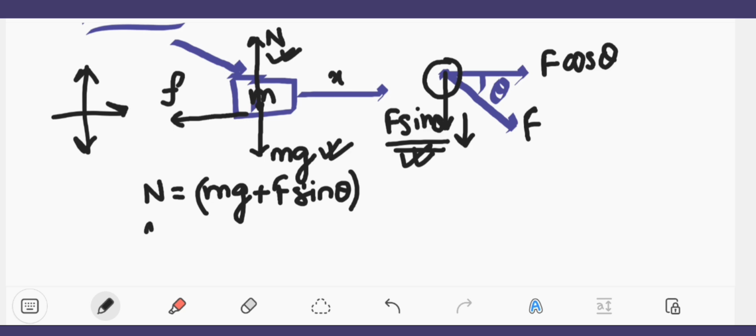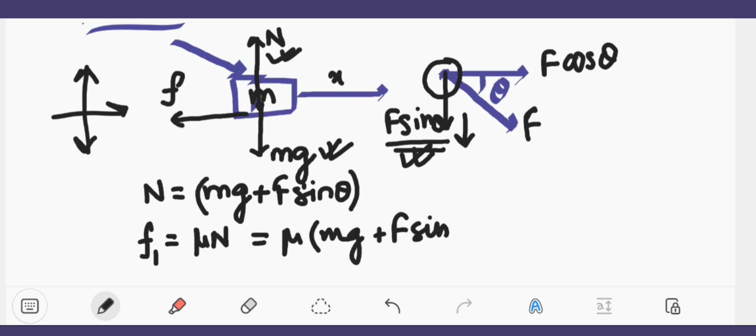Now, we know that frictional force is always equal to, let us consider this frictional force is F1, which equals mu into N. Therefore, we can write it as mu into N, which will be substituted with mg plus F sin theta. Let's consider this is equation 1. Now let's move to the example of pull.